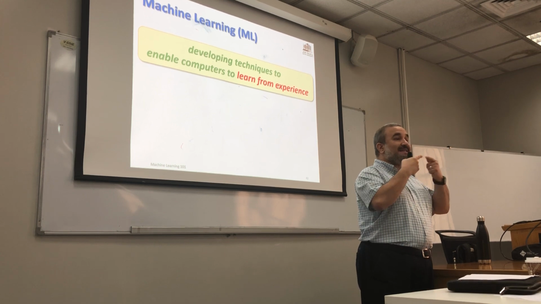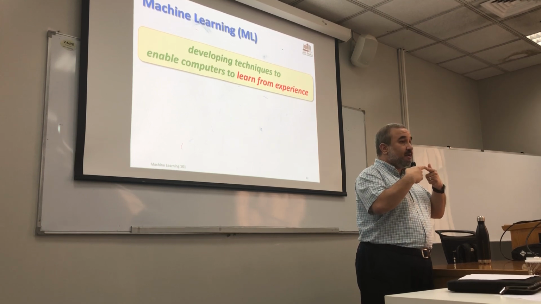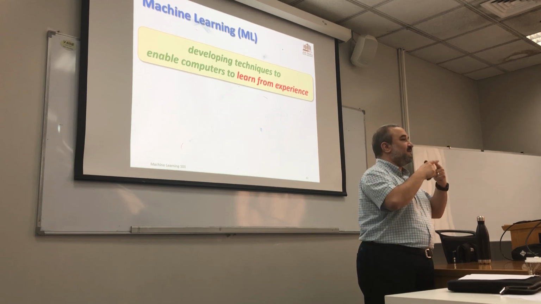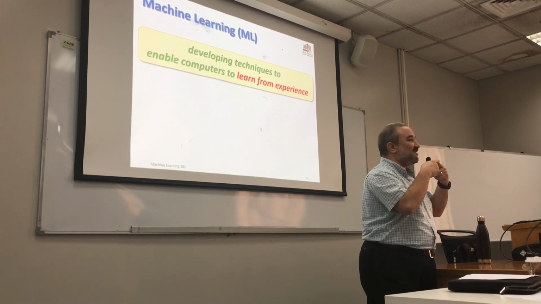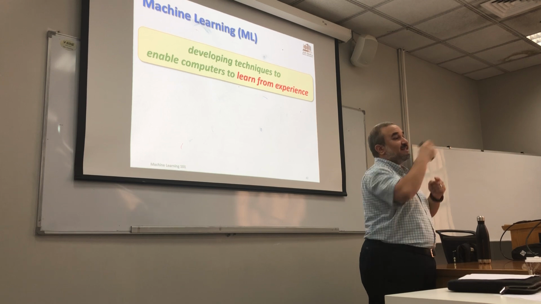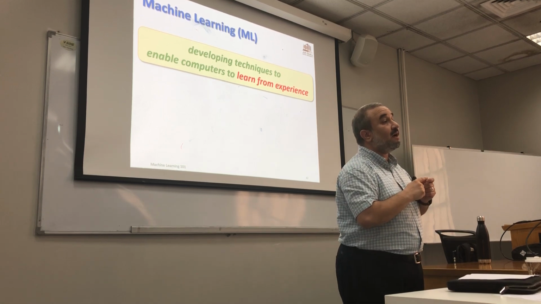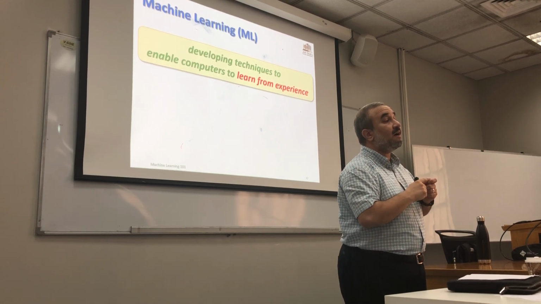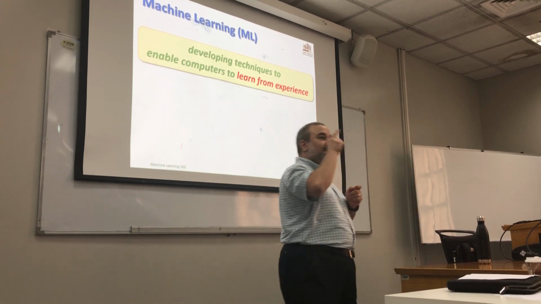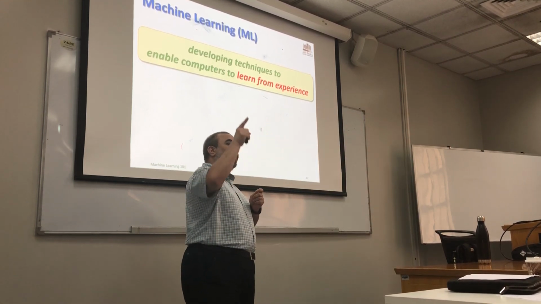Now, is there any relation between AI and machine learning? Yes. What is the relation? Please don't answer. What is the relation between machine learning and AI? Yes. Maybe artificial intelligence can be applied through machine learning. Very good. So artificial intelligence can be applied through machine learning.